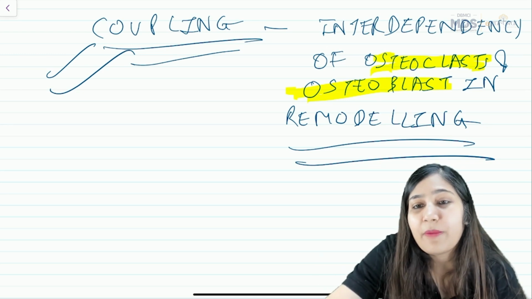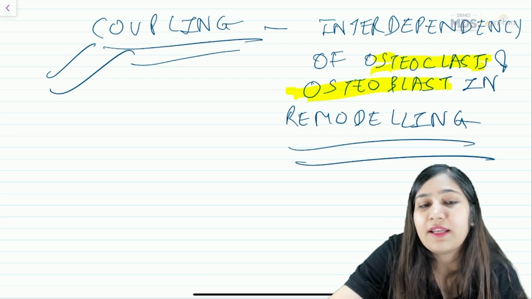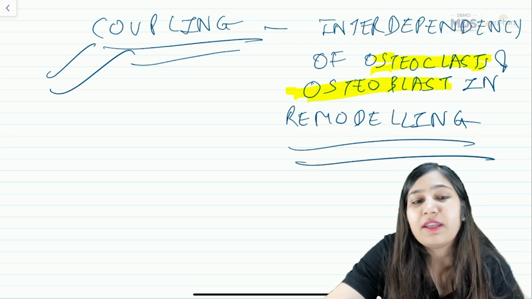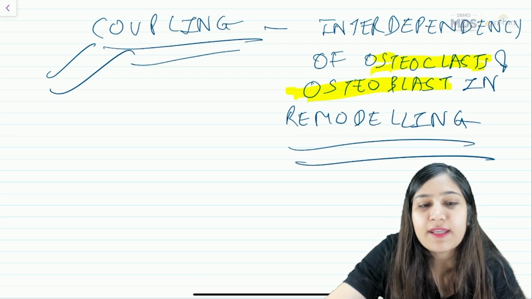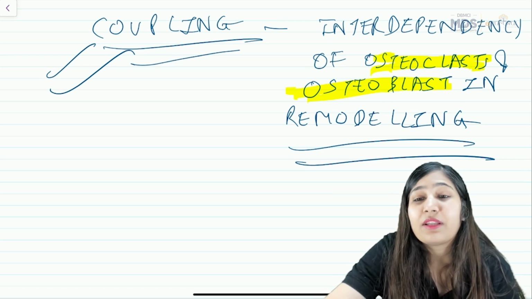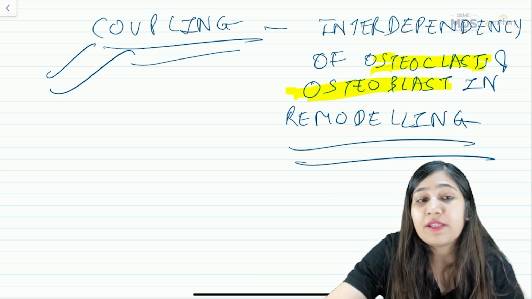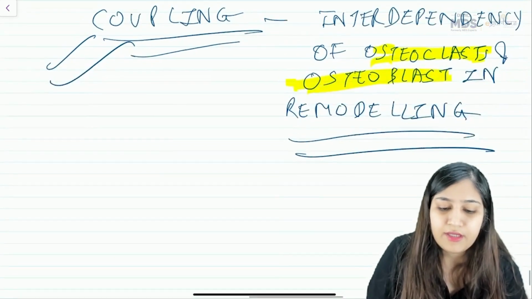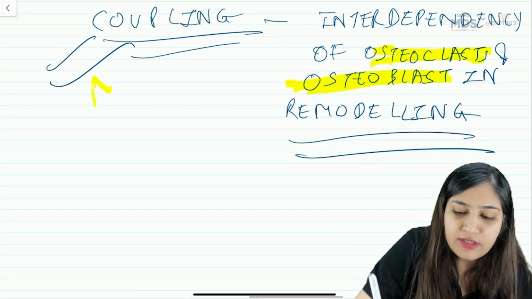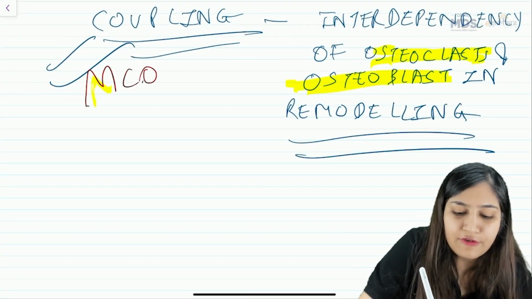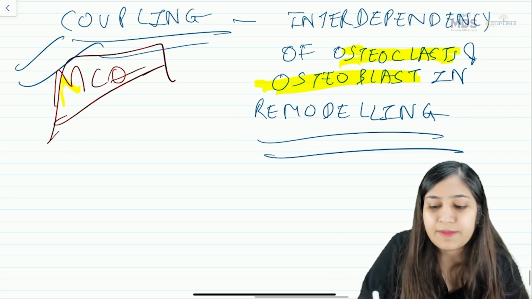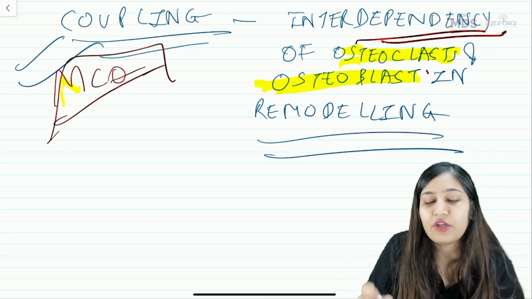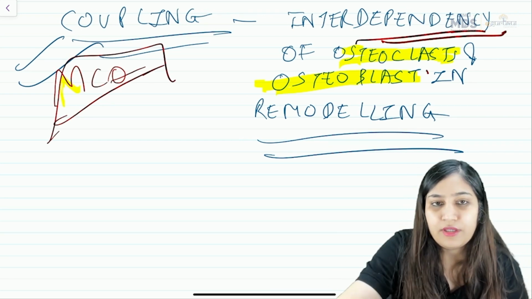Mediators for bone resorption. There are stimulators, there are inhibitors. Stimulators may be interleukin 1, interleukin 6, prostaglandin, parathyroid hormone, RANKL, and inhibitors may be OPG. So coupling is very important. Recently, it was asked in one of the NEET exams also. What is coupling? It is mainly interdependency of osteoclast and osteoblast in bone remodeling.